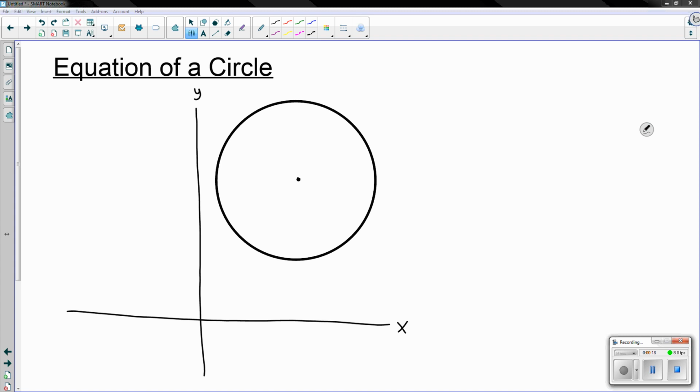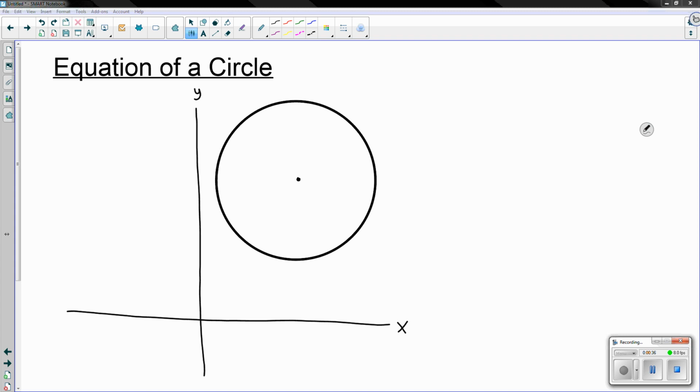Well, we're going to need to come up with an equation that's going to give a relationship between the radius, as we know the radius defines the circle, and its center point, because the center point is going to pinpoint its location. So we could have the same exact circle elsewhere.